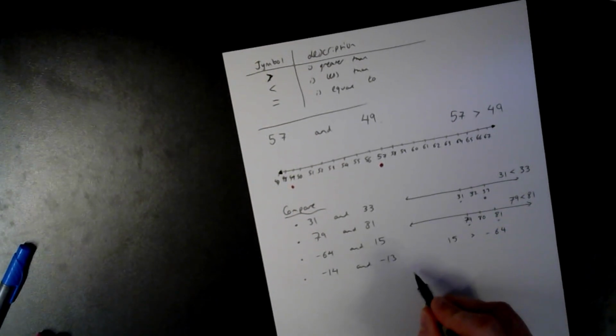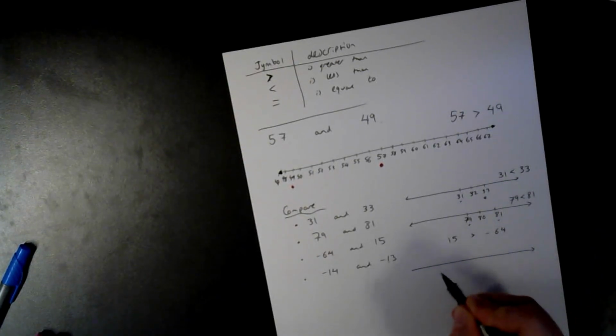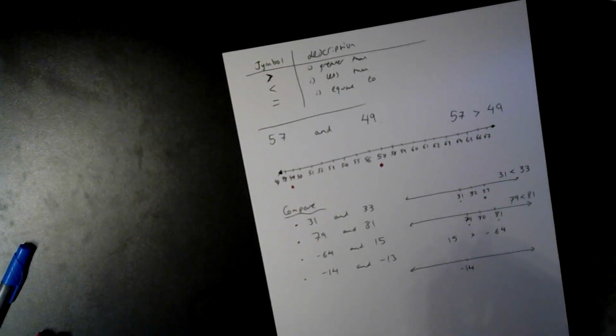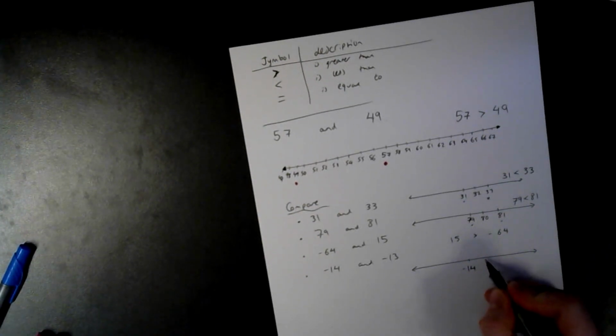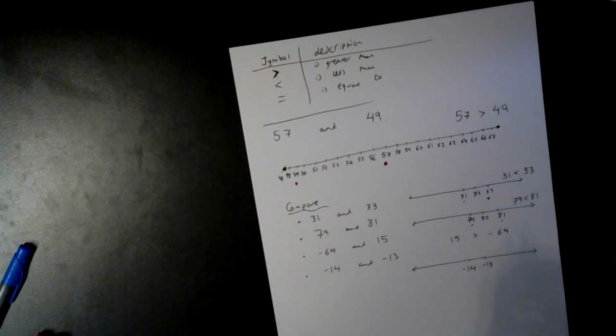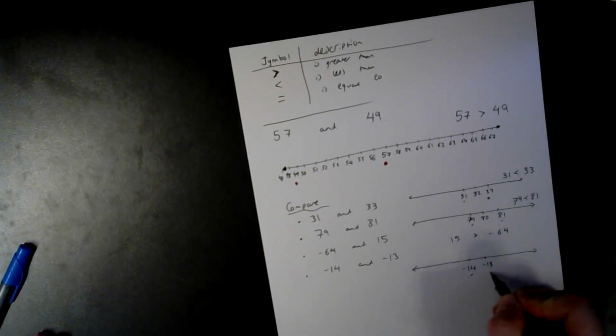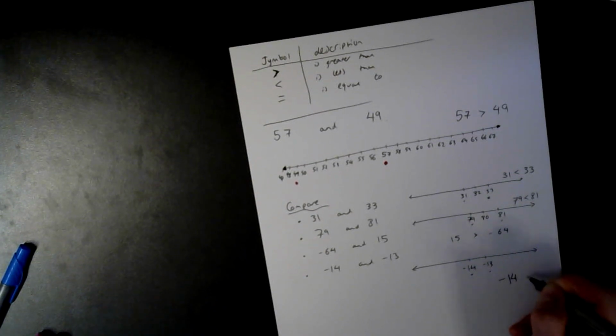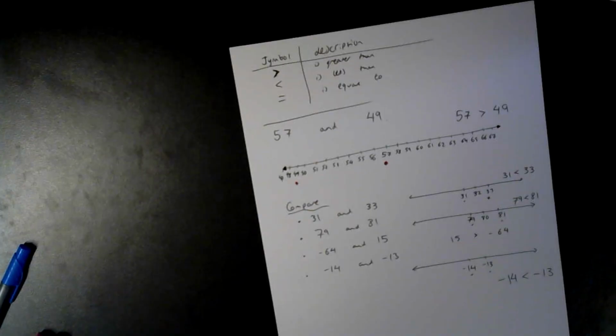And then for this last example, we can mark on minus 14, and then we count upwards, minus 13. We're already there, so minus 14 is to the left of minus 13. So minus 14 is less than minus 13.